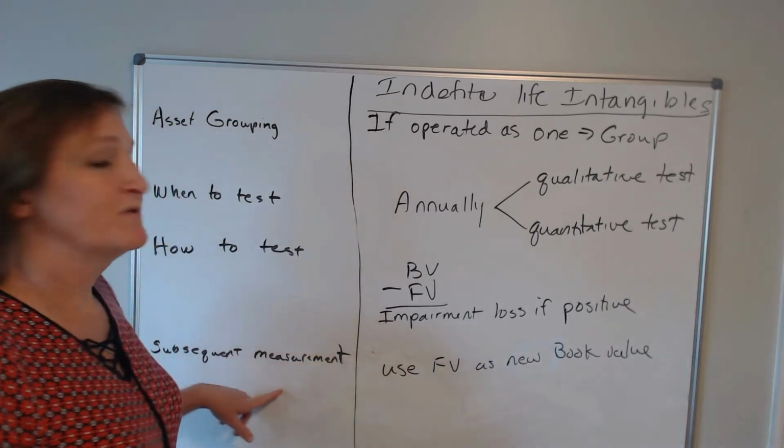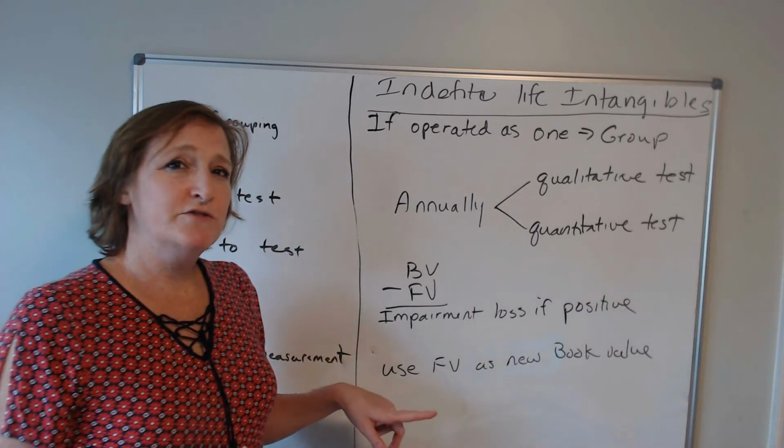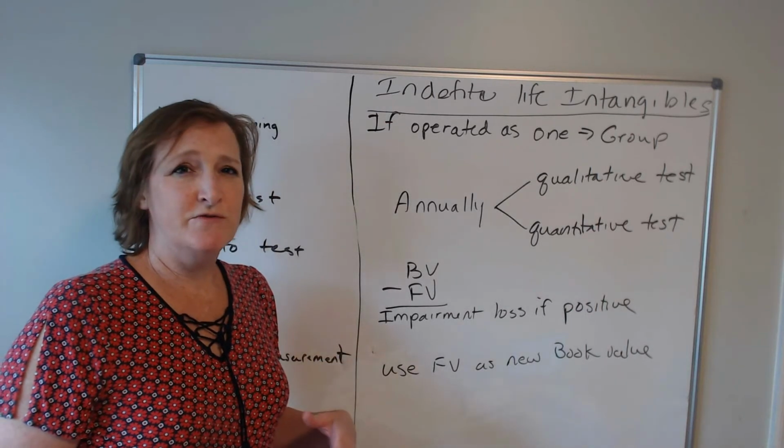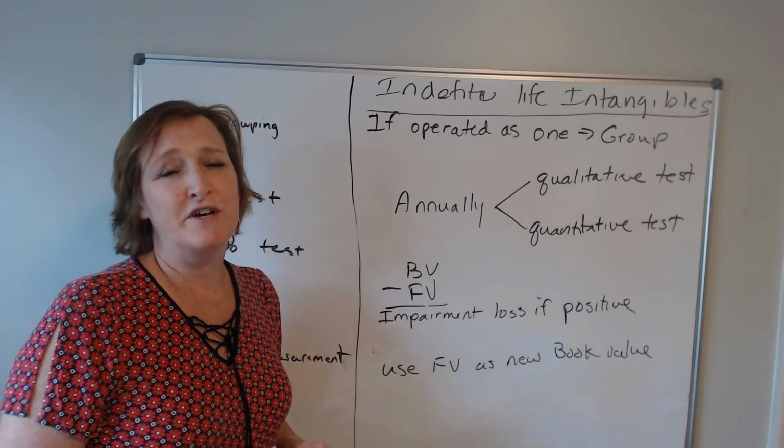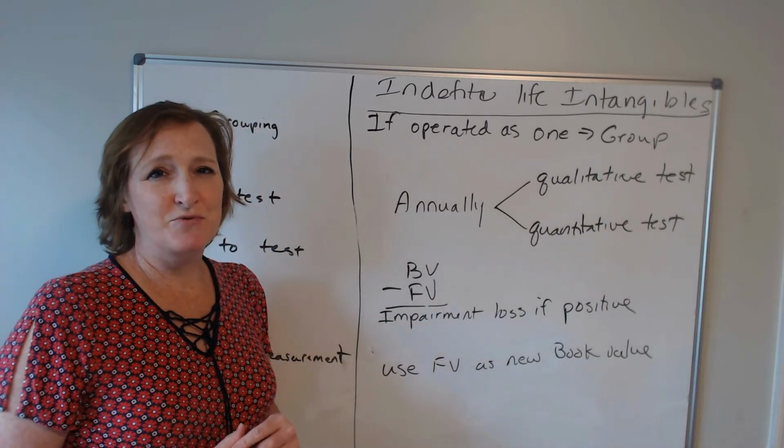And then finally, with subsequent measurement, what we're going to do is after we do the journal entry for the impairment, we're going to have the fair value be the new book value. Okay, now let's go through a numerical example.